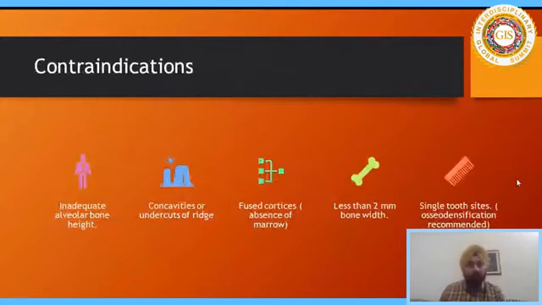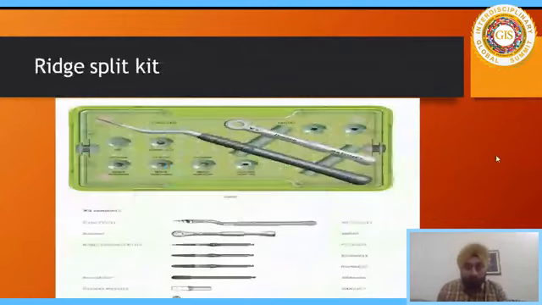The contraindications: inadequate alveolar bone height, concavities or undercuts, fused cortices. As I said, absence of marrow is not an indication for ridge split. Less than 2 mm bone width, again contraindicated. Single tooth sites are also contraindicated because there you can easily do osteodensification. This is a ridge split kit by Dentium that I normally use.